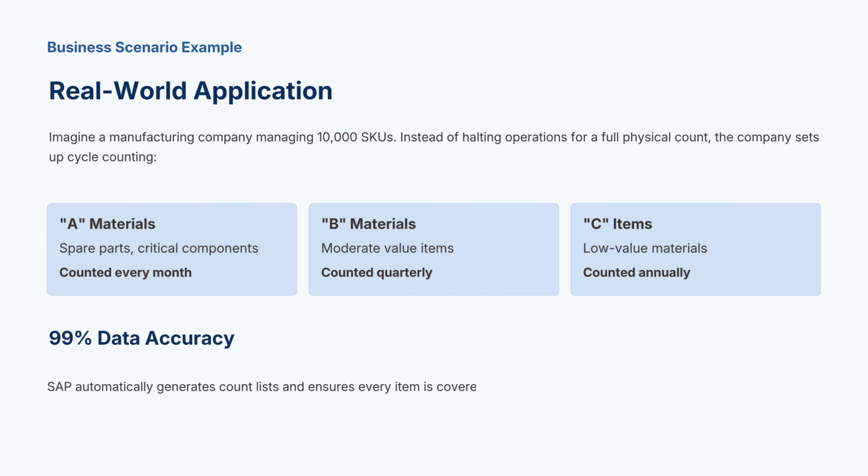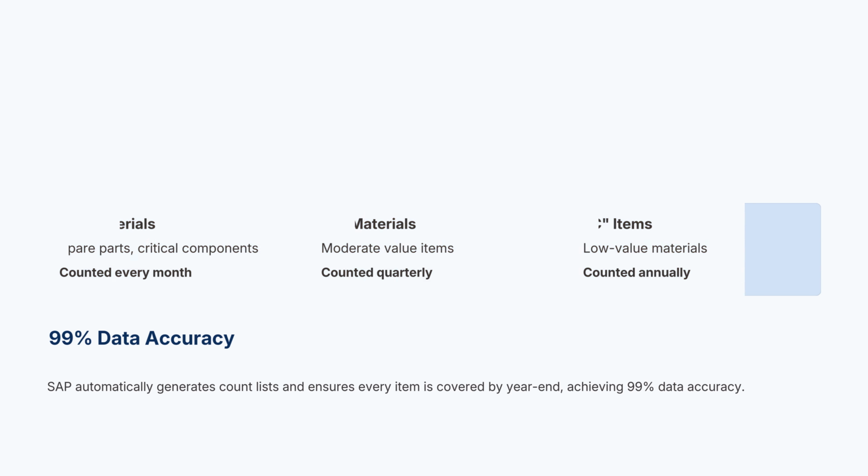Business scenario example. Consider a global manufacturer managing over 10,000 SKUs. Conducting a single physical inventory would stop operations for a week. Instead, the organization implements cycle counting. A-class materials are counted monthly, B-class quarterly, and C-class annually. SAP's background job scheduler automates count document creation and tracking, maintaining near-perfect accuracy with zero downtime.